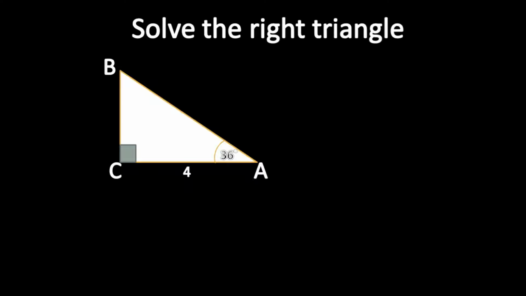The first thing to do is label those sides that you're looking for. Give them names. You can use whatever letters or variables you want. For me, I'm going to use lowercase a and lowercase c. To find that, we will use a trig function.